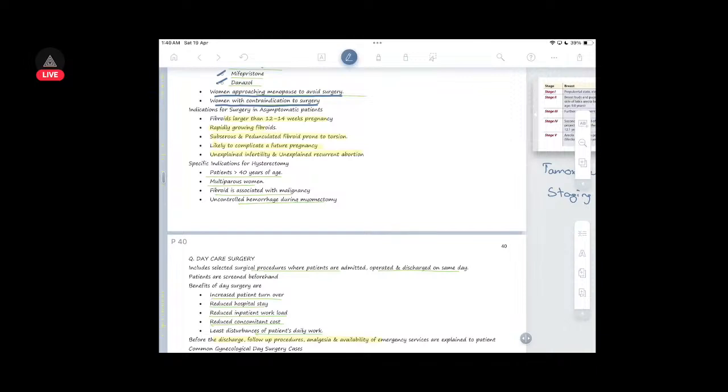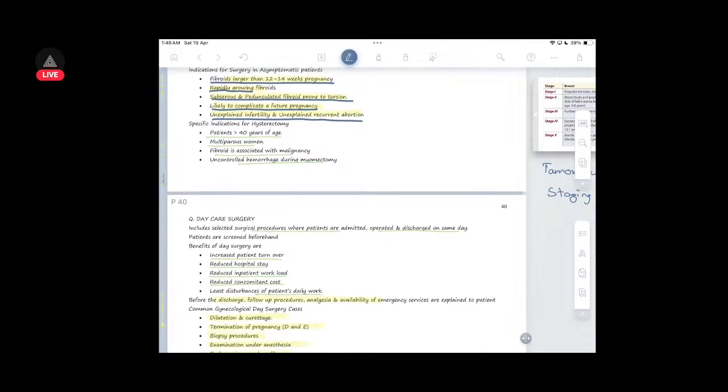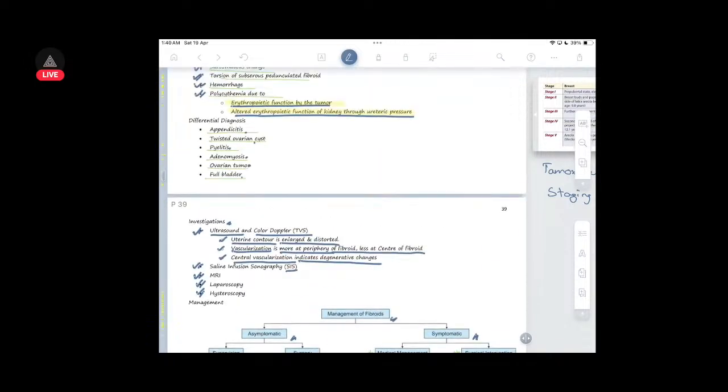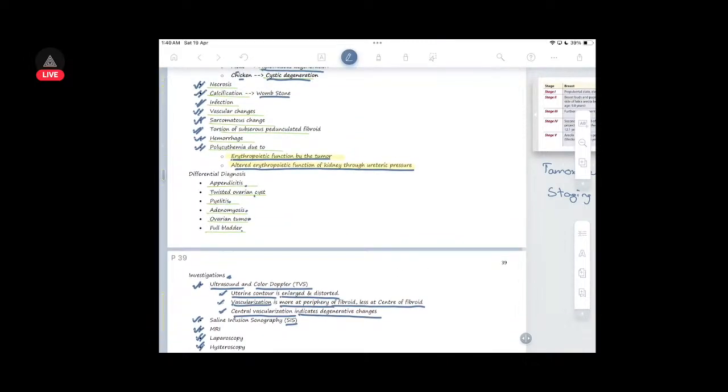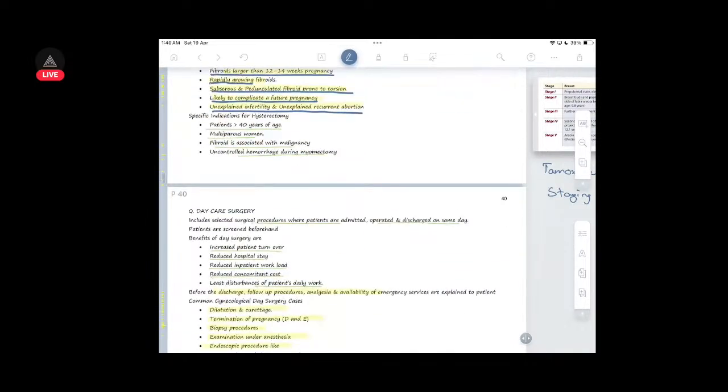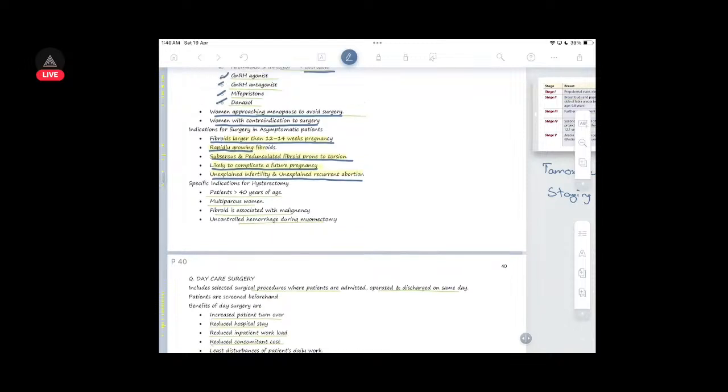Indications for surgery in an asymptomatic patient: fibroid larger than 12 to 14 weeks of pregnancy, rapidly growing, subserous and pedunculated fibroid which is prone to torsion, likely to complicate a future pregnancy, unexplained infertility and unexplained recurrent abortion. There are sarcomatous changes also. That is one important thing which can be an indication.